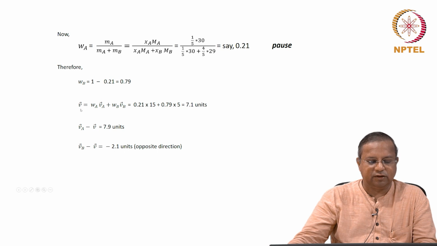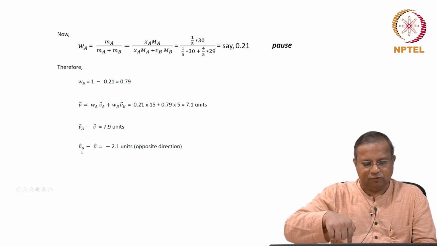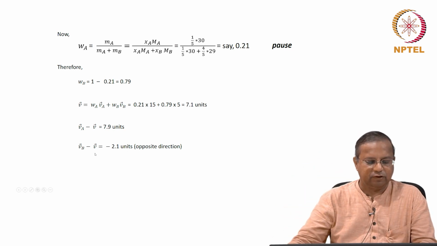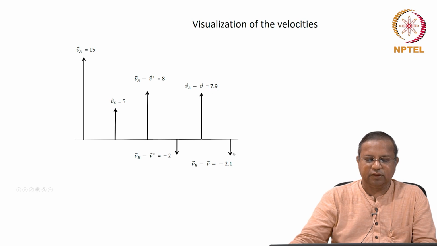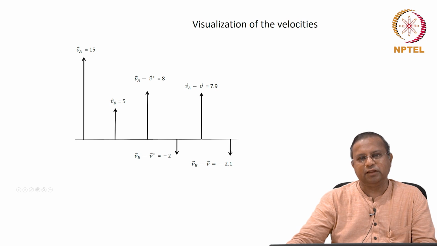We have V here, we know V_A and V_B from our previous calculations. You substitute it here, you would get 7.9 units plus for V_A minus V, and minus 2.1 units in the other direction for V_B minus V. And this is a certain visualization of these velocities. V_A was plus 15, V_B was plus 5, V_A minus V star was 8, V_B minus V star was minus 2, V_A minus V was 7.9, V_B minus V was minus 2.1, or 2.1 in the other direction.